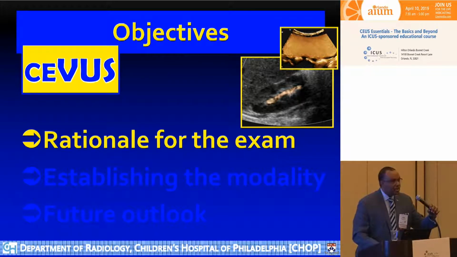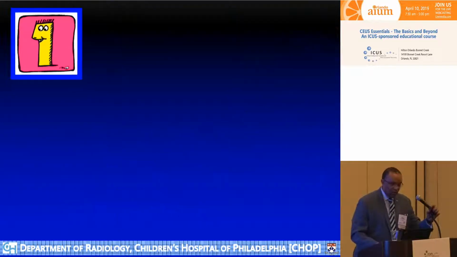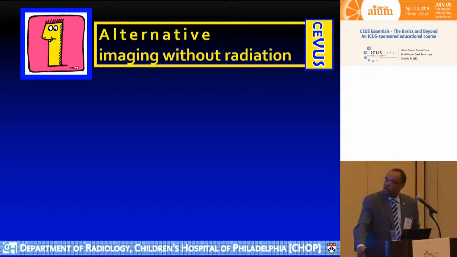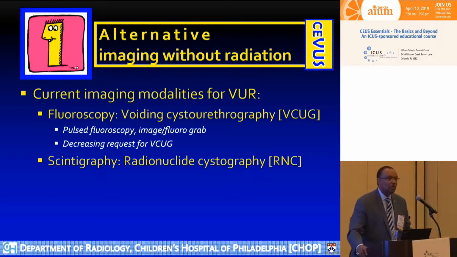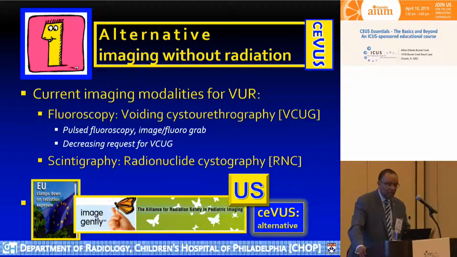When you want to start this contrast-enhanced voiding urosonography, you need to justify to colleagues, to administrators, to the chief, and so on. So what are they? So one of the first things to remember, it's an alternative imaging without radiation. What you're doing is you are going to replace the current imaging modalities for vesicoureteral reflux. That is fluoroscopy, which is voiding cystourethrography. Even though we have reduced the radiation dose, having ultrasound means eliminating the dose. And also you're reducing the chances of having scintigraphy or radionuclide cystography. So this is a replacement without radiation.